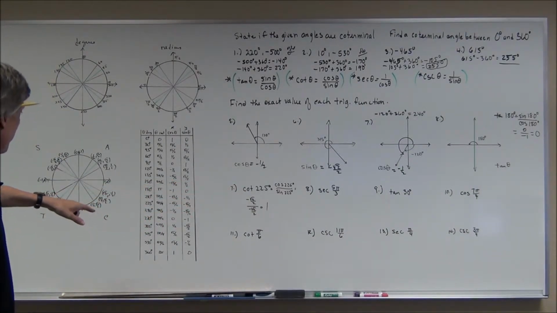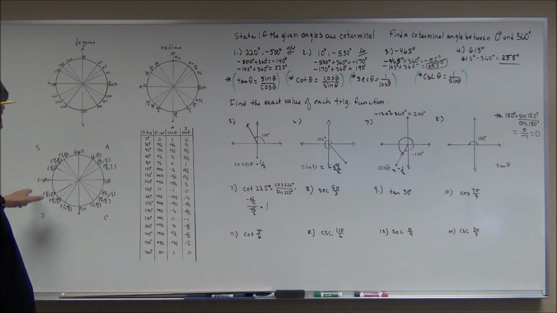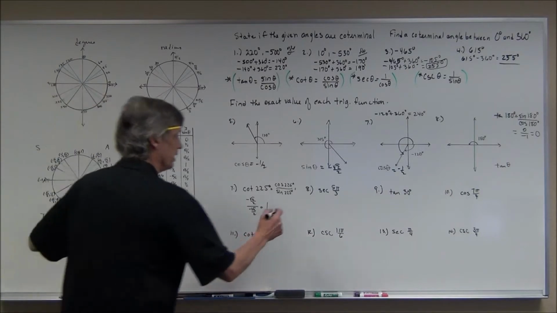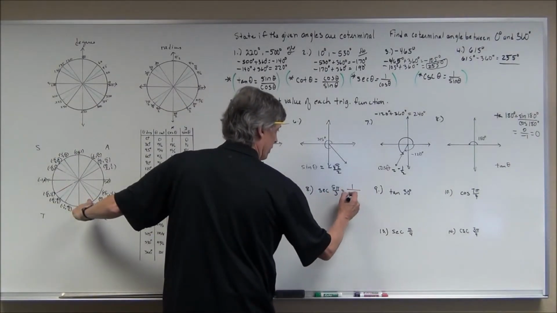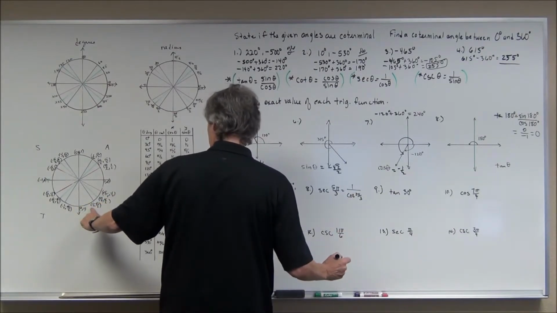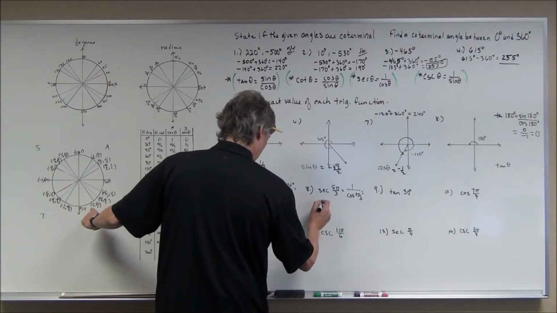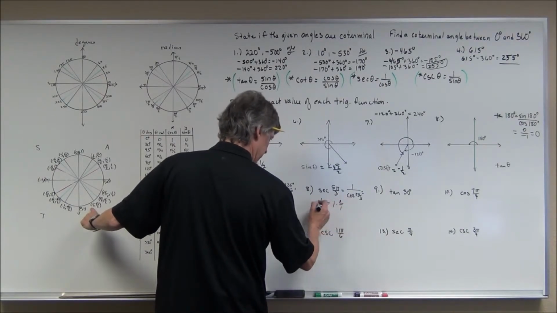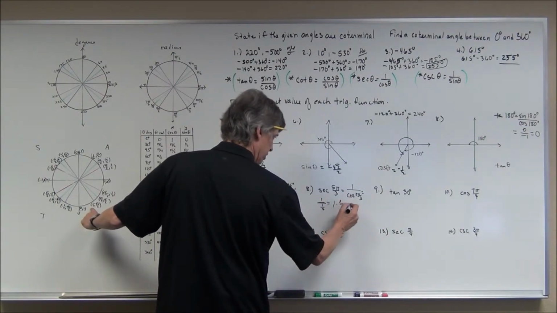The secant of 5 pi over 3. 5 pi over 3 here would come over here, this purple line, and I want the secant of 5 pi over 3, which is 1 over the cosine of 5 pi over 3. Well, the cosine of 5 pi over 3 is a half. So this is equal to 1 divided by a half, which is 1 times the reciprocal, which is 2.